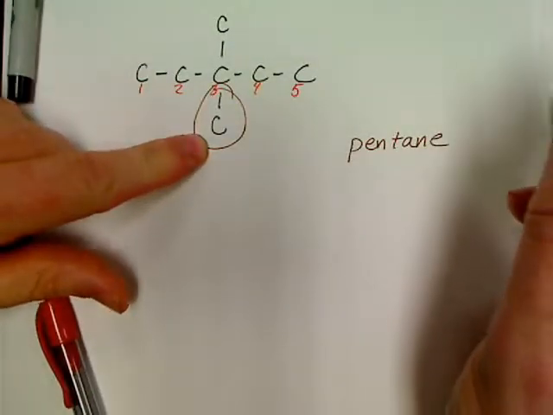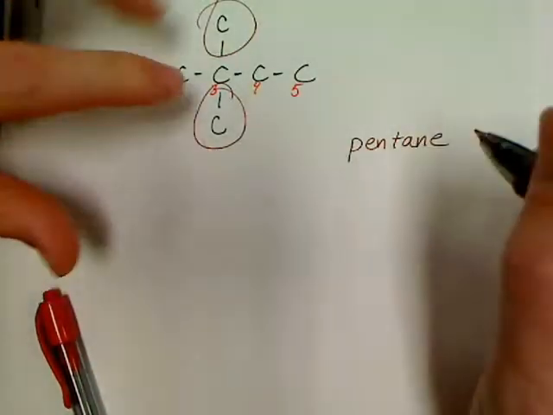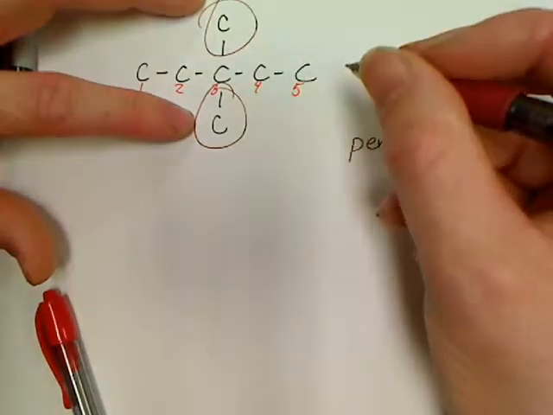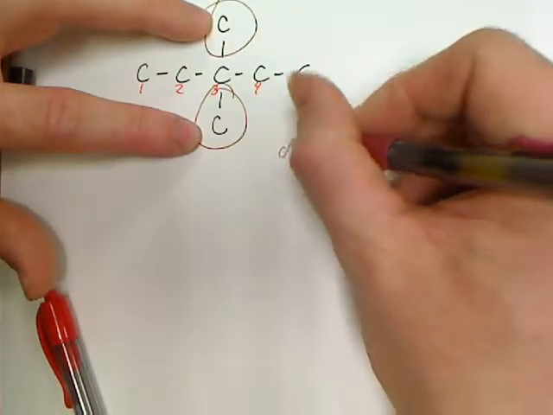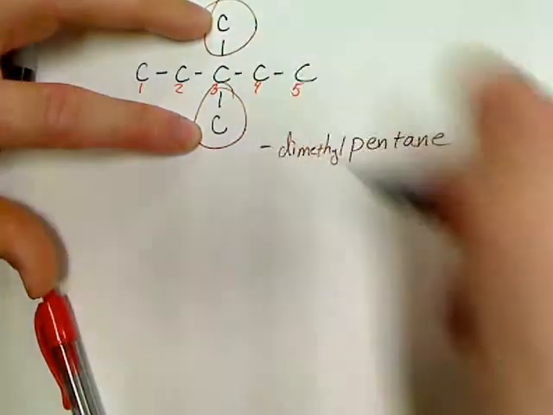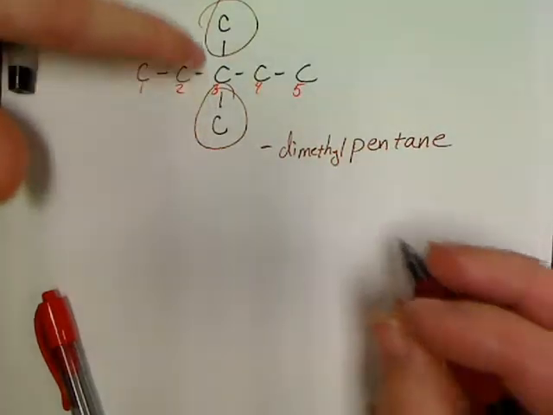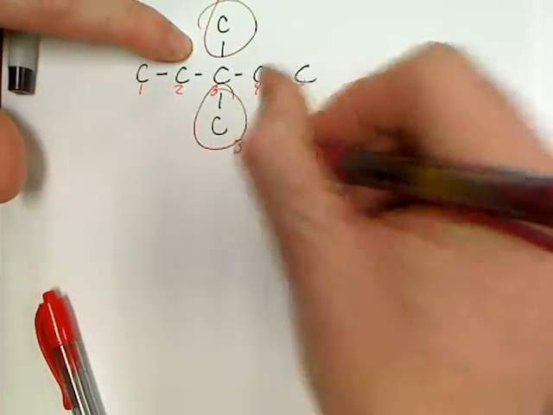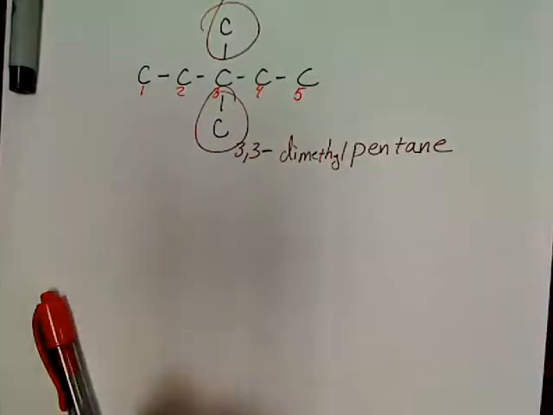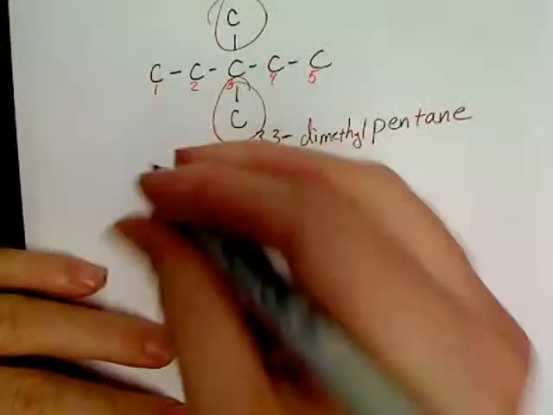And now all we got to do is go, well, what have we got here? We've got a carbon hanging off here and a carbon hanging off here. Well, that's called a methyl. So I'm going to say I've got 2 of those, so I'm going to call it a dimethyl. Now I got to say where they are. They're both on the 3. So 3, 3, dimethyl pentane. That is it. Ooh, man, I'm killing it. How about another one?